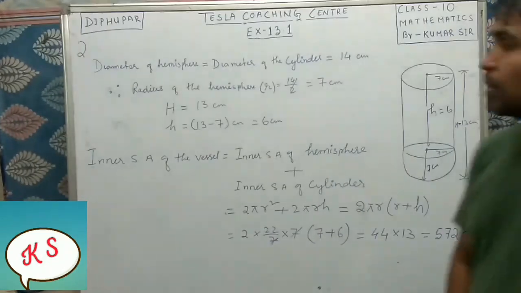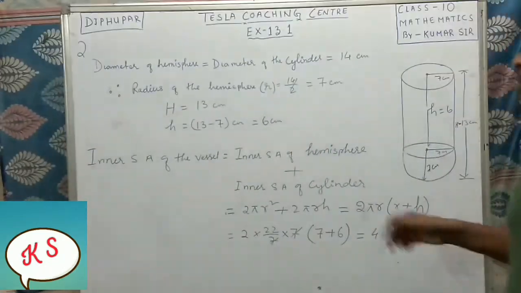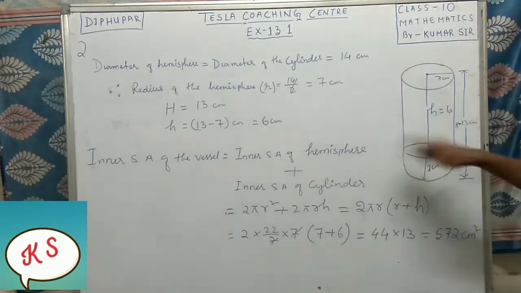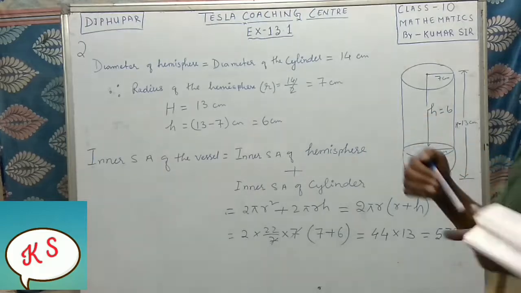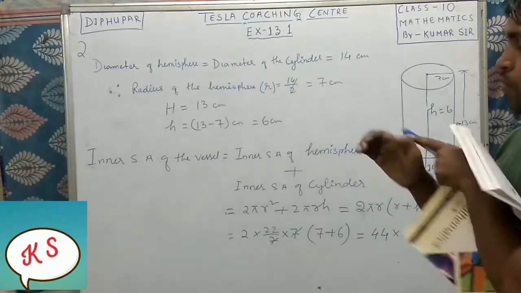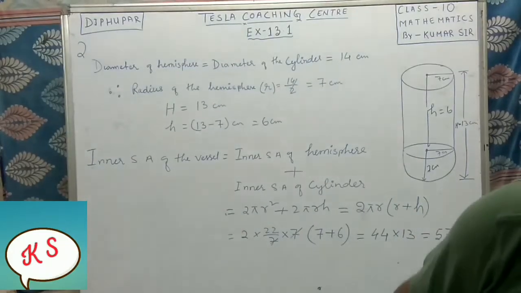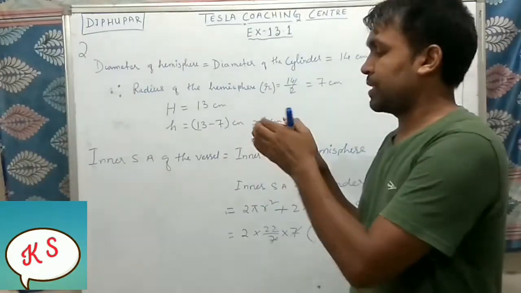Okay, fine. Hope you have understood. Now what they are asking us to find out is the inner surface area. Means we are not finding out the outer, only the inner surface area. This is hollow, right? Then this side is outer, and this one will be called what? Inner.